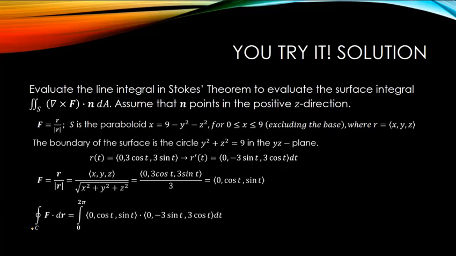So that my closed integral over C of F dotted with dr is the integral from 0 to 2 pi of the vector with components 0, cosine t, sine t, dotted with a vector with components 0, negative 3 sine t, 3 cosine t, dt. This becomes the integral from 0 to 2 pi of 0 minus 3 sine t cosine t plus 3 sine t cosine t dt, which is equal to 0.